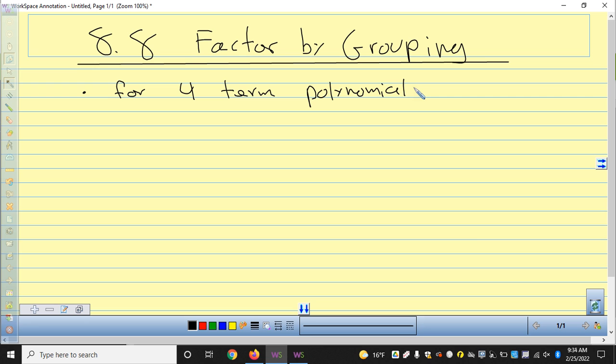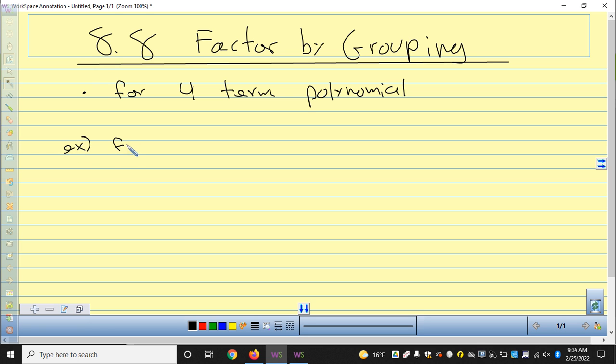Because so far we've been factoring a 3-term polynomial, 2x squared plus 3x plus 5, or a 2-term polynomial, like x squared minus 36. We did those yesterday. So those are the 2 types of polynomials we've been factoring so far. Today we're going to talk about 4-term polynomials. So I just want to go through a few examples, because we really already have the tools that we need to do this.